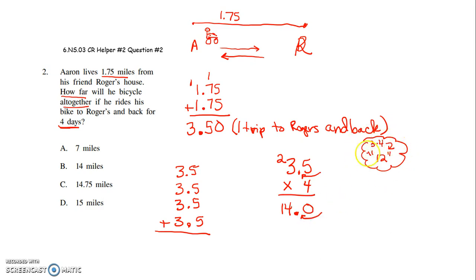Estimation is so important, because if you got an answer like 140, you'd see your answer's not even in the range. If that 140 had been there, some kids would have scooped it up and selected it. That would make no sense. It's 3 miles and you're doing it 4 times. 14 is a reasonable answer.